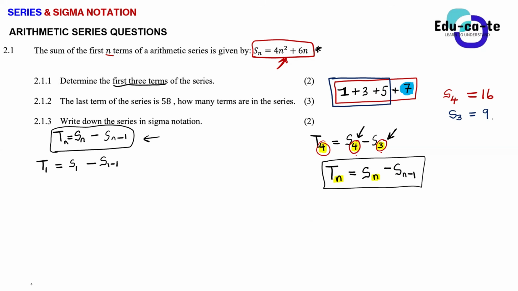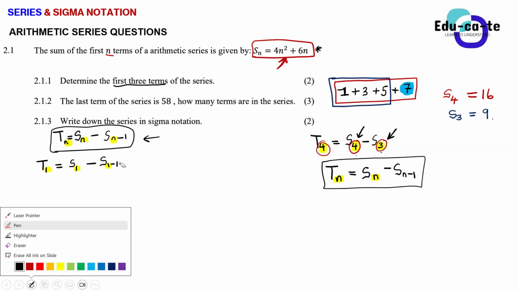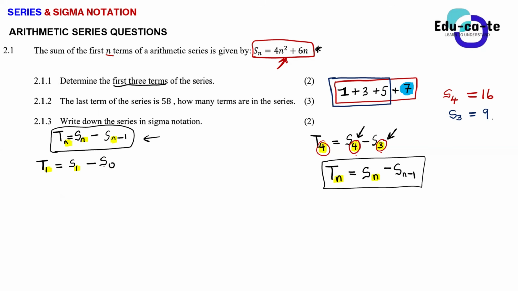What am I doing here, guys? I'm simply substituting 1 where there is n. Here where there is n, I substitute 1. Here where there is n, I substitute 1. Do you guys notice that? So S1 minus 1 is the same thing as saying sum of 0 terms. And sum of 0 terms, you're not adding anything per se. So we can just say here, my term 1 will be the sum of 1 term.